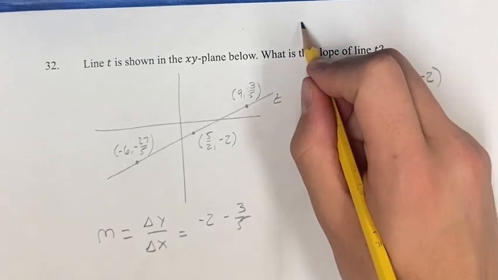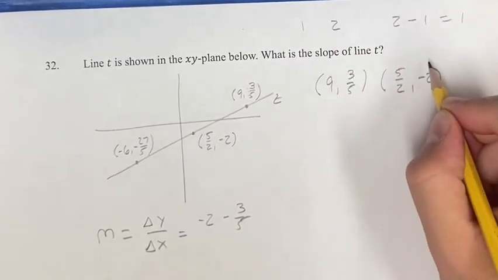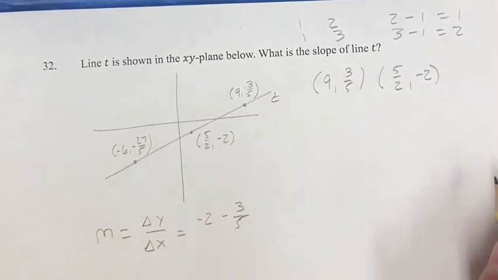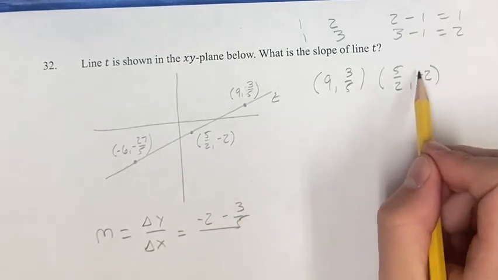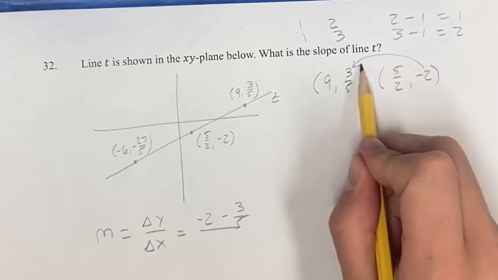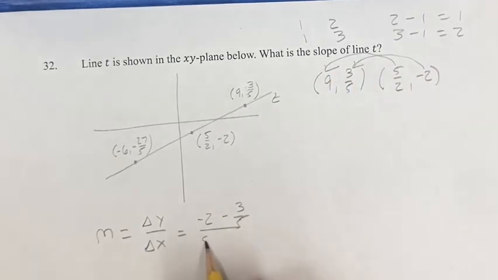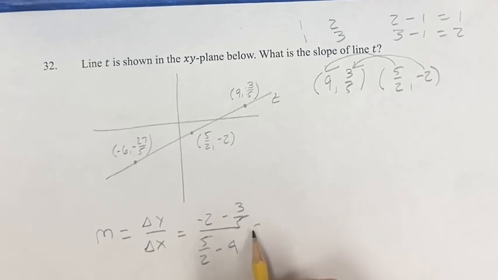What is the difference between 1 and 2? Well, it's 2 minus 1, which is 1. What's the difference between 1 and 3? 3 minus 1, the difference is 2. Same thing here. -2 minus 3/5 is going to give us the difference between these two y values. And so we did -2 minus this one, so we have 5/2 minus 9 for x. This is going to give us the change in x. We have to do the subtraction in the same direction both times.